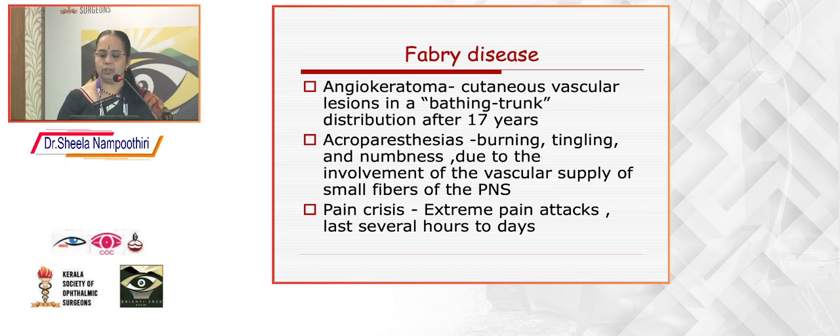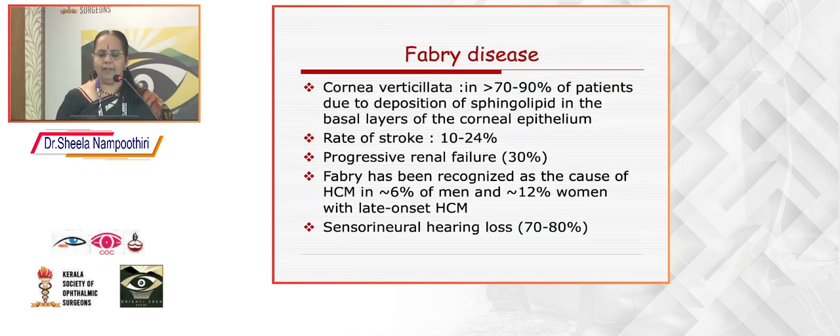These patients usually present with very severe burning, tingling, and numbness. Some patients can go into extreme pain crisis, which is lasting for hours to days. They even need morphine. And the importance in ophthalmology is that more than 70 to 90% of the patients will be having a typical cornea verticillata, which is very easy to evaluate.